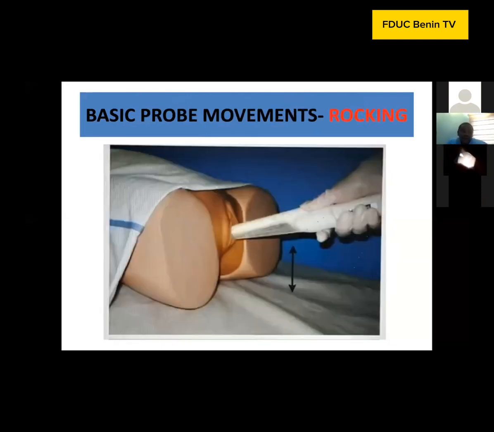Then we rock. The rocking movement is traditionally with the probe at 9 o'clock. So we move the handle of the probe upward, anteriorly, as denoted by the arrow here, so that the tip of the probe moves downward. And when you move the handle downward, the tip of the probe moves in the opposite direction. The movement allows us to explore the transverse image of the uterus and is pivotal in scanning the ovaries.